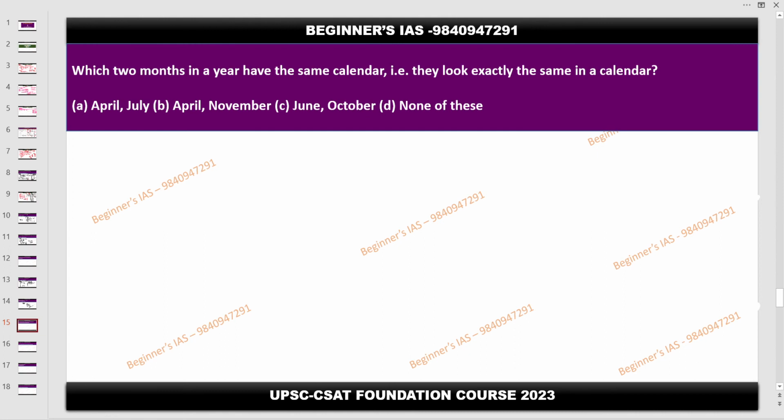Which 2 months in a year have the same calendar, which means they look exactly the same in the calendar? Any 2 months in a year have the same calendar? Sir, April, November. Tell me, explain.